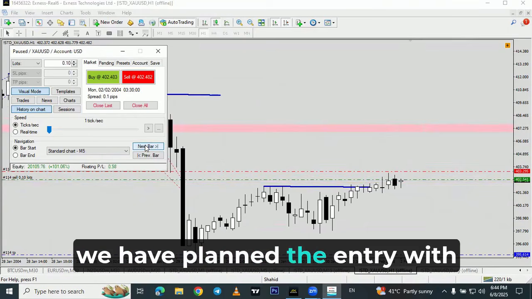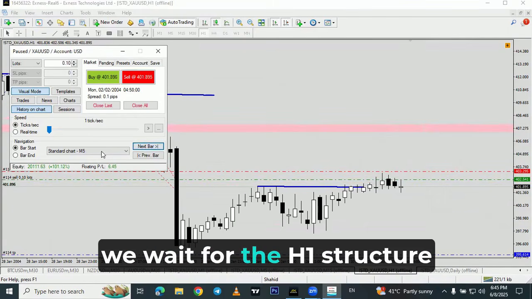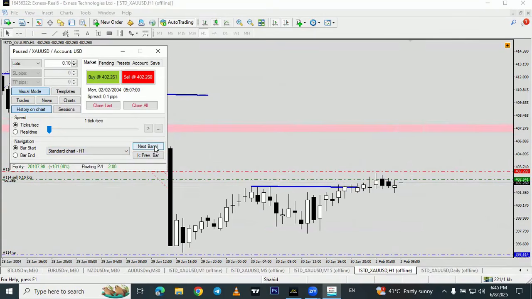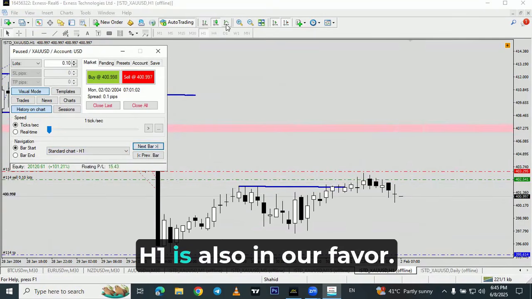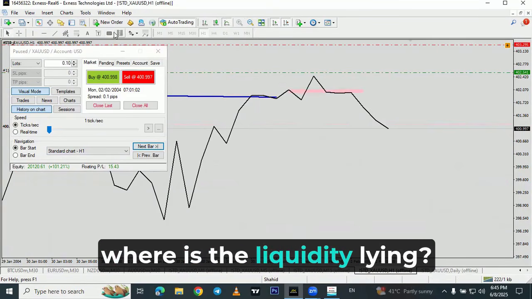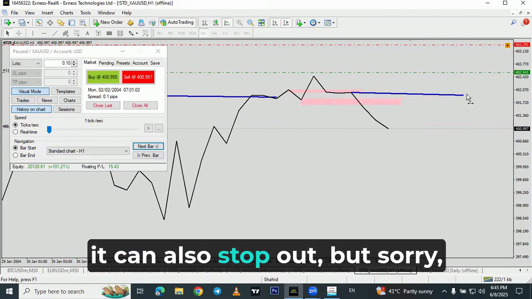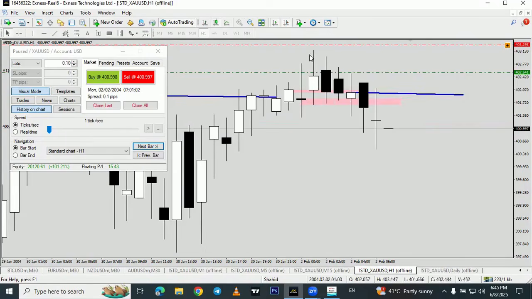Here we have planned the entry with 5 minutes. If you see here, we wait for the H1 structure to shift here. And if you see here, H1 is also in our favor. Here, take a buy setup, sell setup. Where is the liquidity lying? It's about this. In the Asian session, it can also stop out, but sorry, New York.